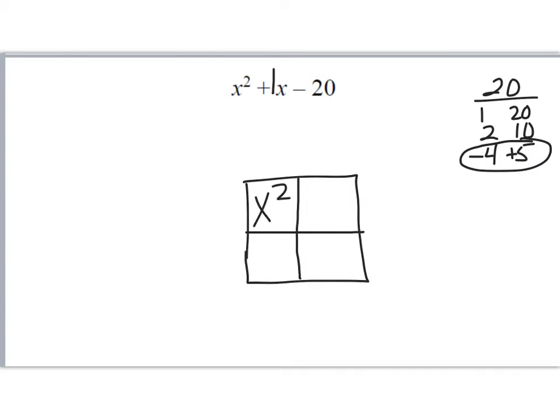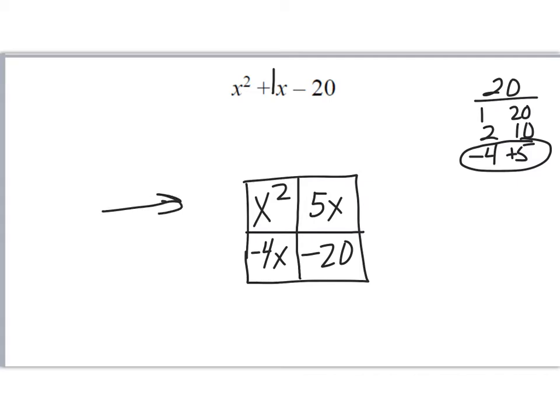All right, here we go into the box. X squared here, negative 20 here. It does not matter which box has the negative 4 and which box has the positive 5x. You're going to get the same answer no matter what. I'm going to start here. I always start at this spot right here.